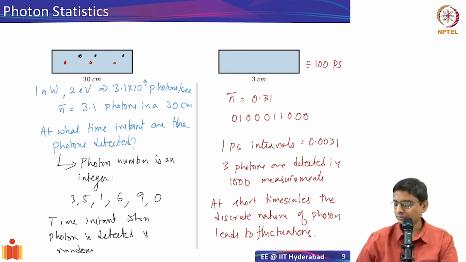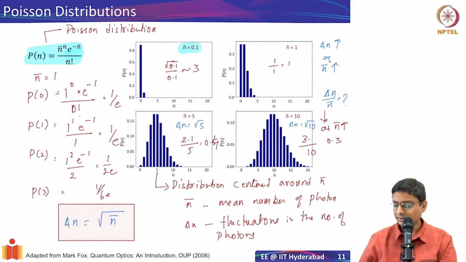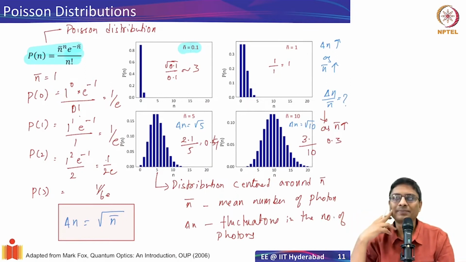So this is what is called a Poisson distribution. This is the main message, right?